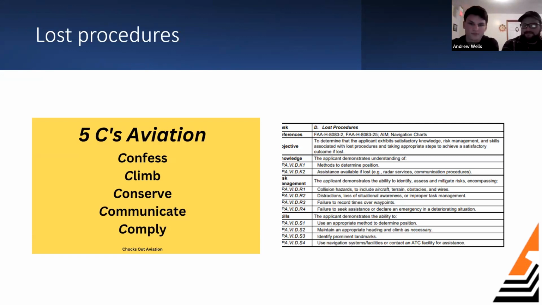And as we can see in the ACS, methods to determine position, so using GPS, VORs, or ground reference, right? I know the reservoirs here, I know Princeton's in this general direction. Anything like that you can use, right? And maintain appropriate heading, climb as necessary. Pretty much just, like I said, the 5 C's.